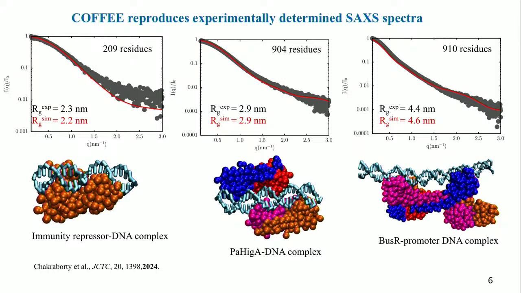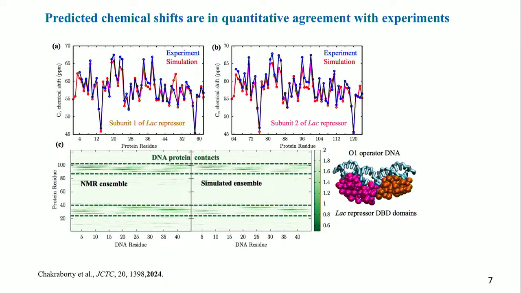Now this is all about the global dimensions of DNA protein complexes. I mean, that is what SAXS tells you mostly, but how about the local structure? How is coffee doing in terms of the local structure?